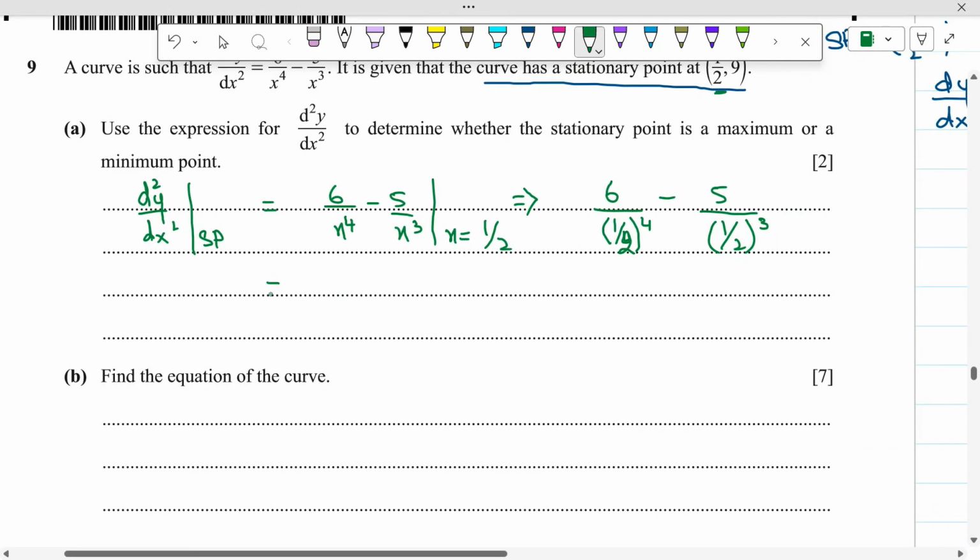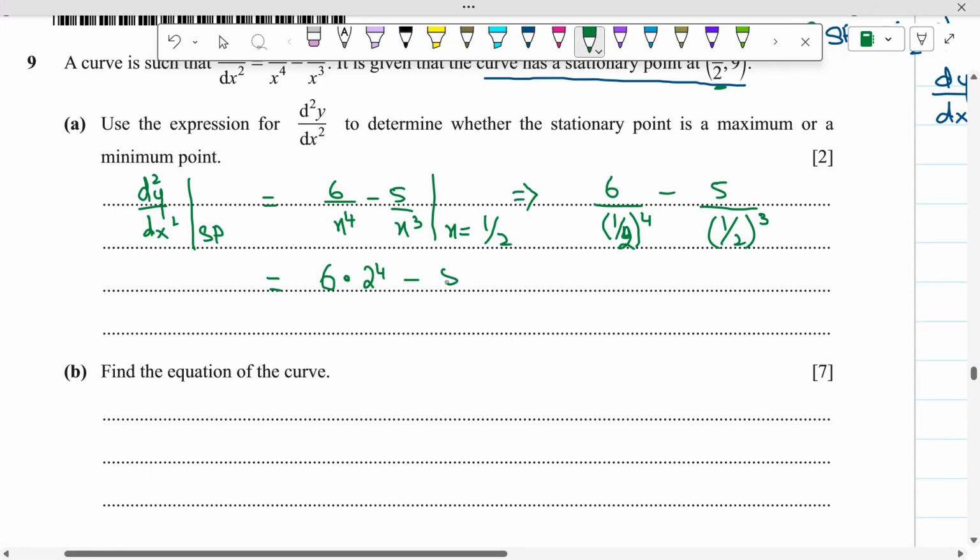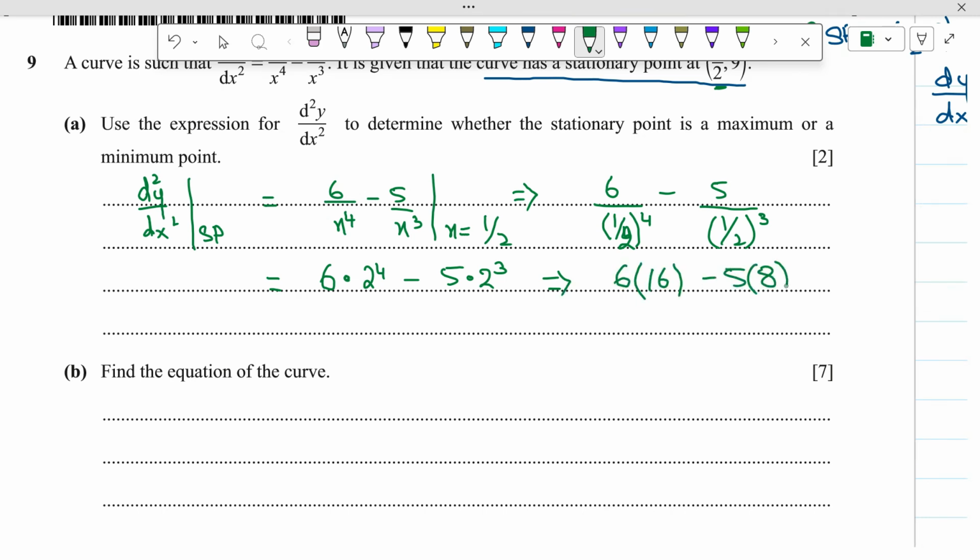So this is equal to 6 times 2 to the power of 4 minus 5 times 2 to the power of 3. And this is equal to 6 times 16 minus 5 times 8, which is 96 minus 40, equal to 56. So we have found that the second derivative at the stationary point is 56, which is positive. So we can say that this is greater than 0.